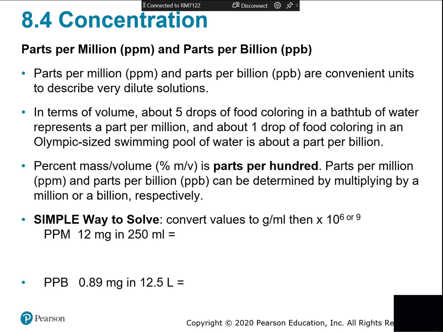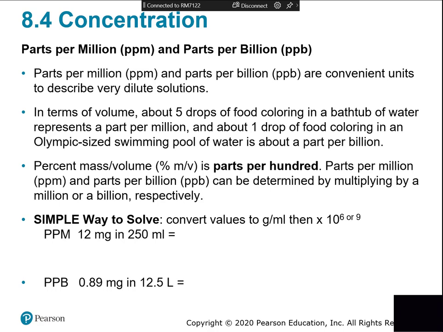have 0.000005 grams of something? Toxins can sometimes still have an effect, even though they're found in a really low concentration. So that's where parts per million and parts per billion come into play.